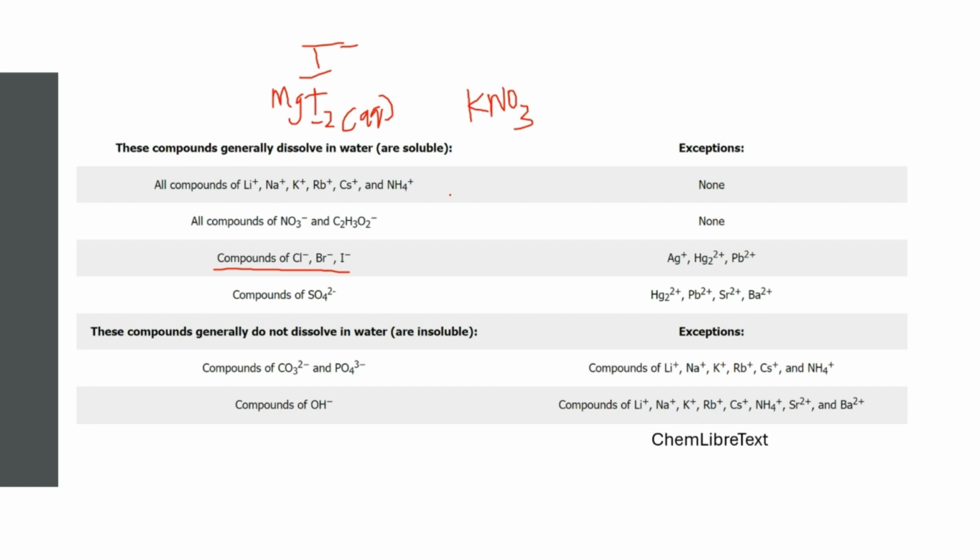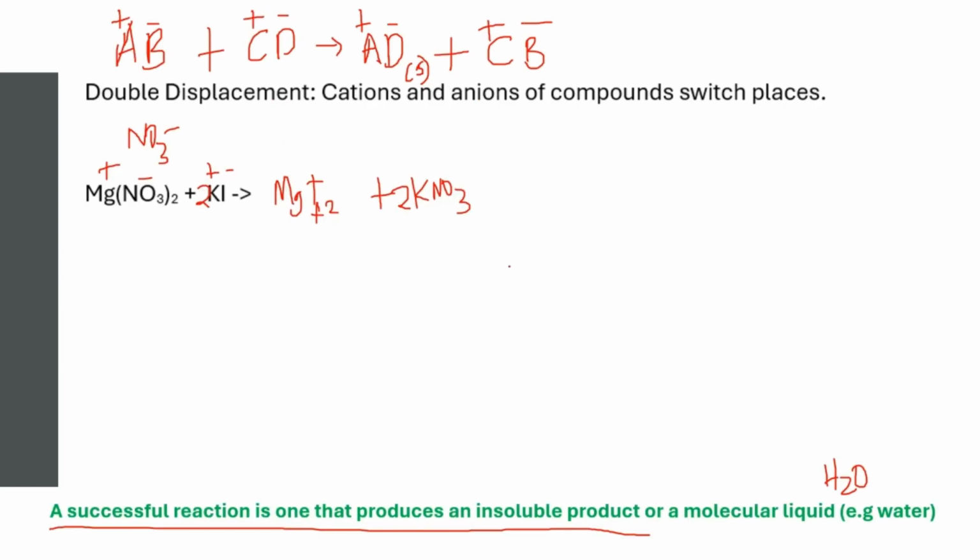And then potassium nitrate. We have the anion for potassium nitrate being the nitrate ion. If we were to check to see the rules for this ion, they generally all dissolve in water. There are no exceptions. So all nitrates are soluble. So this is also going to be soluble over here. So both our products are going to be aqueous and aqueous.